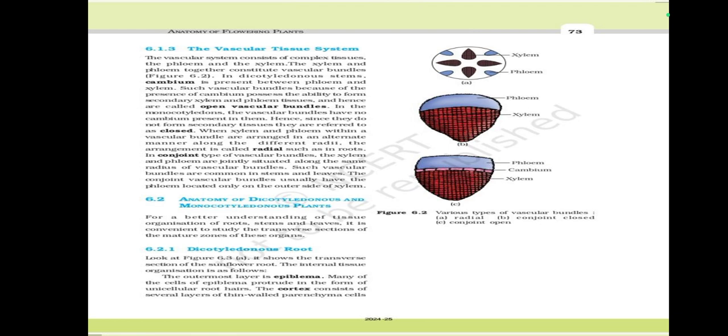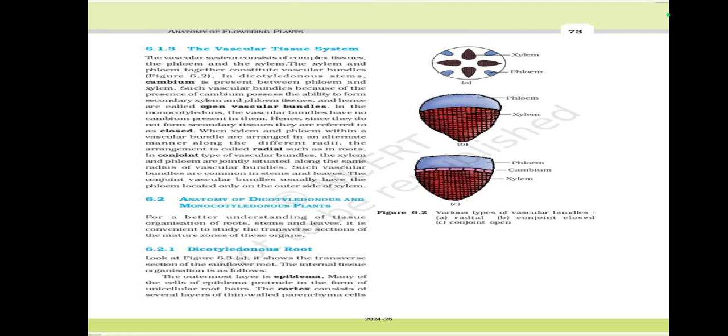The vascular tissue system. The vascular system consists of complex tissues, the phloem and the xylem. The xylem and the phloem together constitute vascular bundles, which are shown in figure 6.2. In dicotyledonous stems, cambium is present between phloem and xylem. Such vascular bundles, because of the presence of cambium, possess the ability to form secondary xylem and phloem tissues and hence are called open vascular bundles.